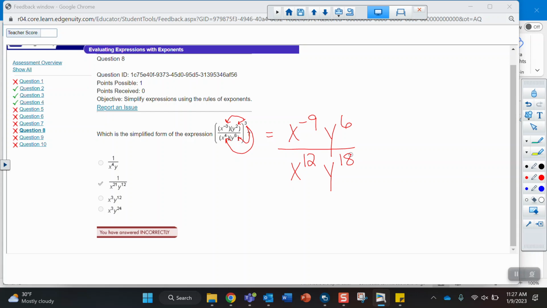And now I'm just going to use the quotient rule. I'm going to subtract next. Negative 9 minus 12 is negative 21. Because it's a negative, it's going to go into the bottom and become positive. And 6 minus 18, that's negative 12. And because it's negative, then it has to move to the bottom, y to the 12th. And when I don't have anything in the numerator, I have to put a 1. So there you go.